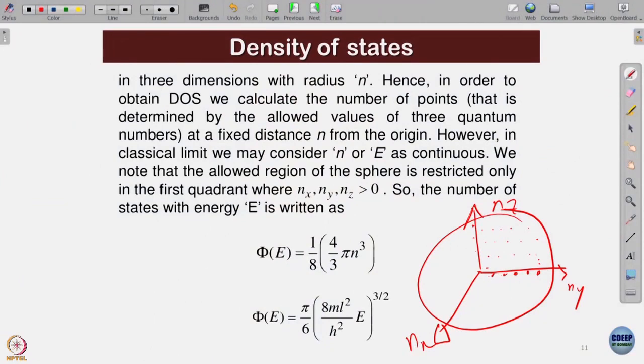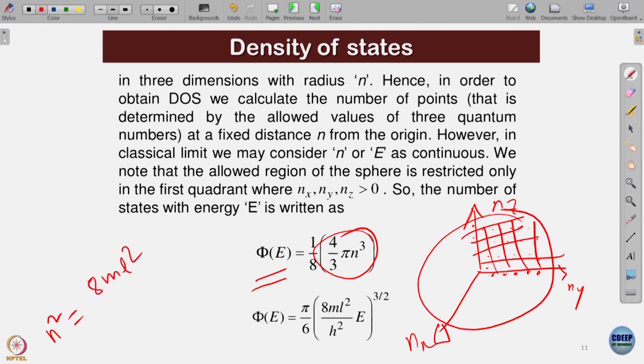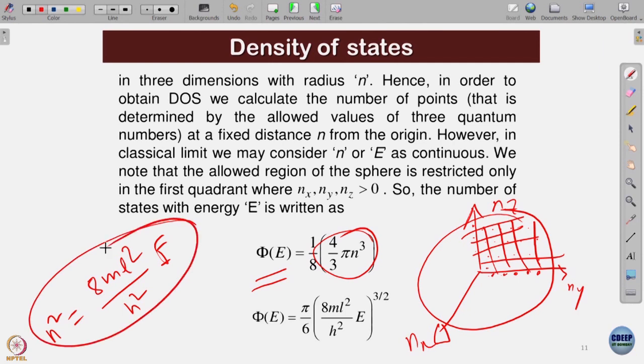Since I take 1/8 of it, the total volume is 4 pi by 3 n cube, where n is the radius, and n square is n x square plus n y square plus n z square. And then the total number in all these regions, 1/8 of it, is 1/8 times 4 pi by 3 n cube. That is just beautiful. So now I also know what n is, which I did in the last class: n square is 8 m l square E by h square. So n cube is 8 m l square E by h square to the power 3 by 2. This is just wonderful.